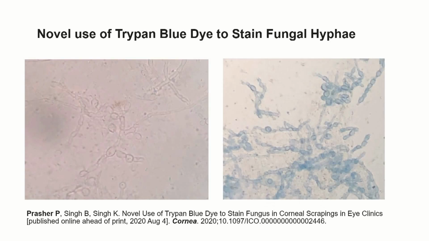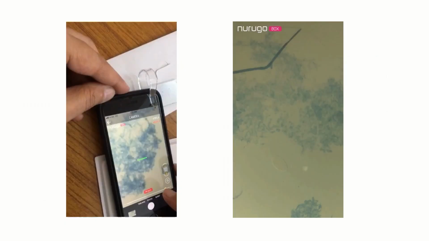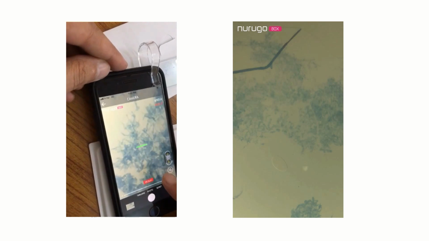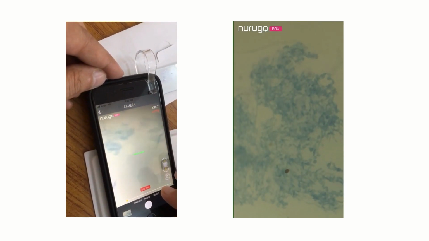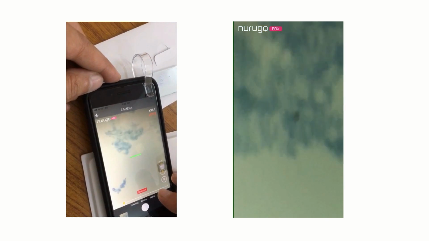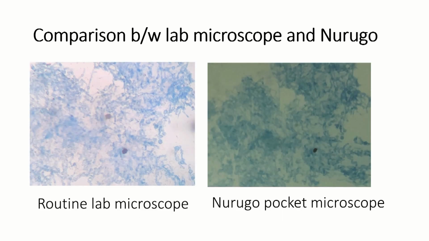This is a demonstration of novel use of Trypan blue dye to stain fungal hyphae, as has been captured through a regular lab microscope. After staining with Trypan blue, these filaments can be easily picked up by the smartphone microscope attachment, and the slides can be scanned and areas of interest can be focused and images can be captured. So this is a comparison between lab microscope and the pocket microscope. Although the details are not as clear as the lab microscope, still it's sufficient to make a diagnosis.